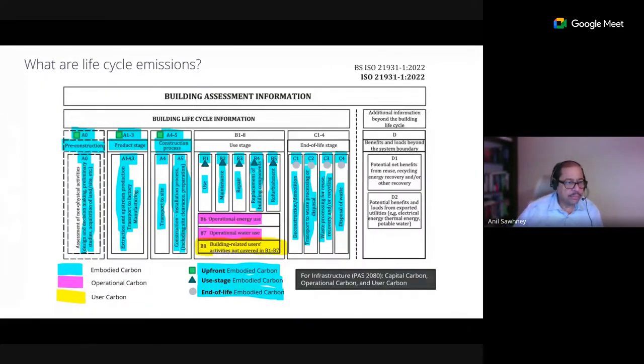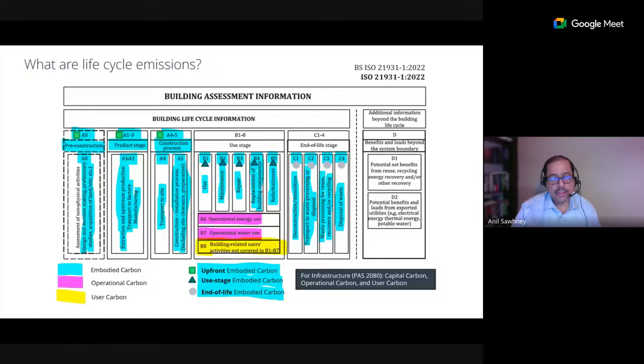Module A has A0, A1, A2, A3, A4, A5 submodules. You will notice all of them are related to either product manufacture, cement, steel, paint, tiles, or it has got to do with transportation of those materials, or it is directly associated with the construction itself. So module A is product and construction stage. So pre-construction, product stage, and construction stage.